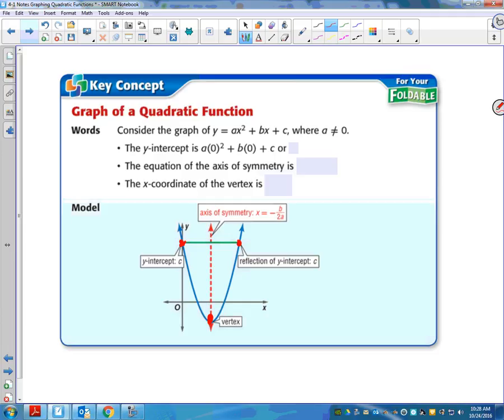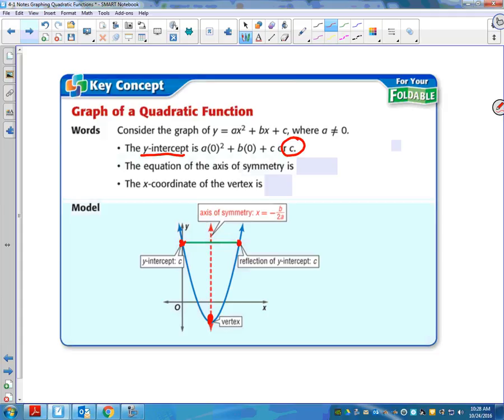So here's our equation. The y-intercept is always what you get when you plug in 0 for x. So notice that the y-intercept every time will just be the c value. So that's like a free point on your graph. So that's a good one to know. The axis of symmetry and the vertex.